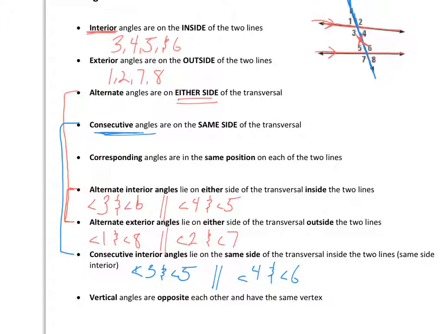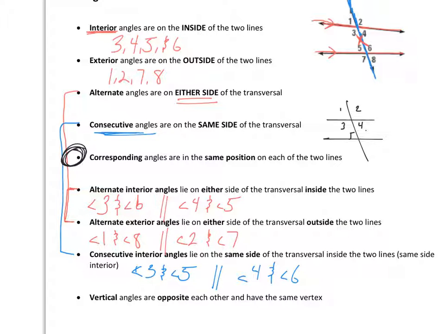My favorite of all, let's go back up right here, corresponding angles. Corresponding angles are in the same position on each of the two lines. So in other words, if you think about grouping, and here, I'll just draw another set of them over here. So there's our two lines. Here we go. 1 and 2 and 3 and 4.